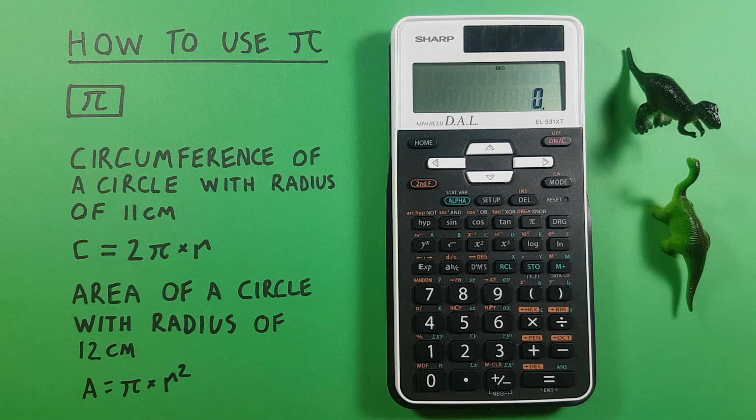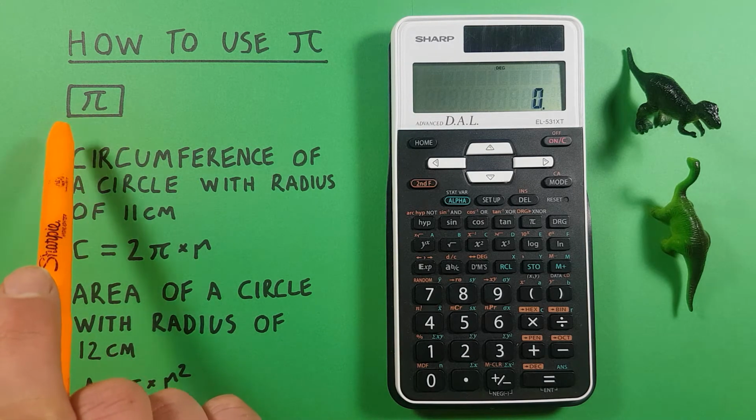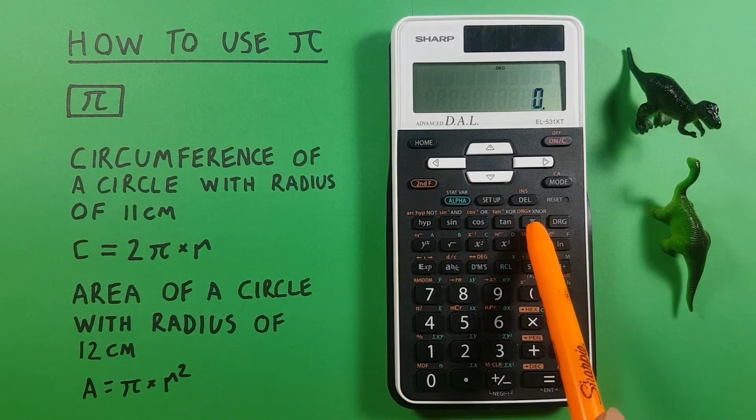I'm Rick, and in this video we're going to have a look at where to find the pi key and how to use it on the Sharp EL-531XT calculator. To do this, as I said, we'll be using the pi key. It looks like this and is located right here underneath the delete key.